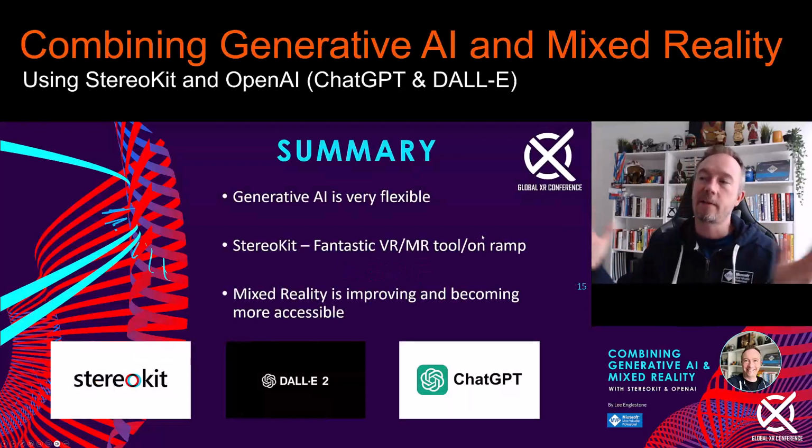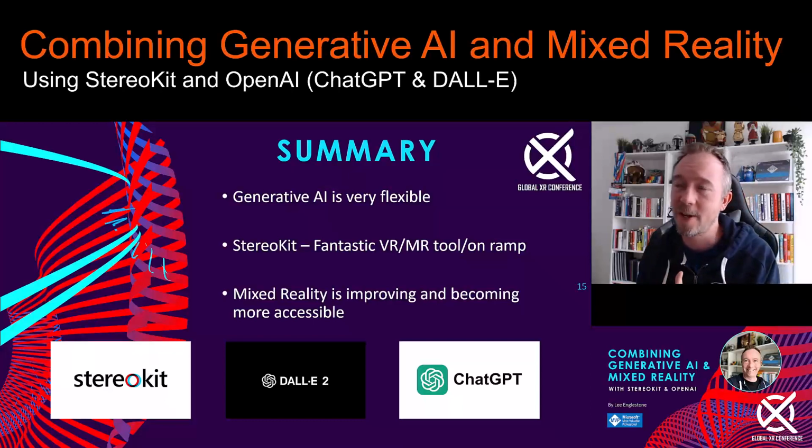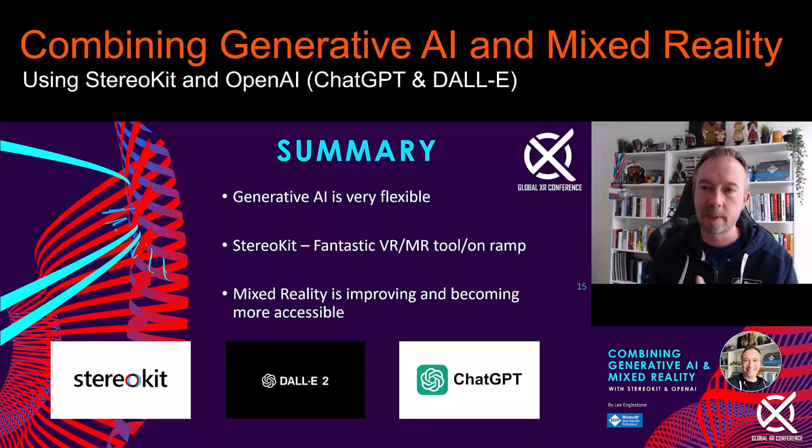Okay. Oh, in fact, there's a summary. So just to summarize, after showing you the demo and the code, if you can remember back what we talked about before that. Generative AI is very, very flexible. Yes, we've used it in a very silly context, but this is just one way of learning the underlying technologies. It could be used for a number of use cases. It doesn't have to be silly use cases like this. StereoKit is a fantastic tool for virtual reality and mixed reality development, and a great way of on-ramping into virtual reality and mixed reality if you want to do that.